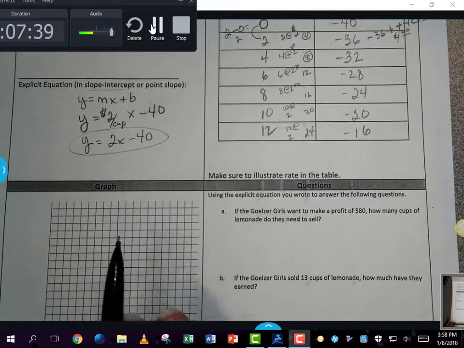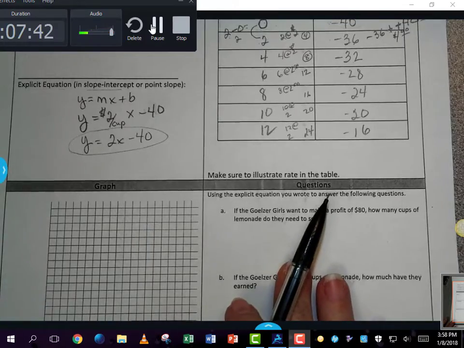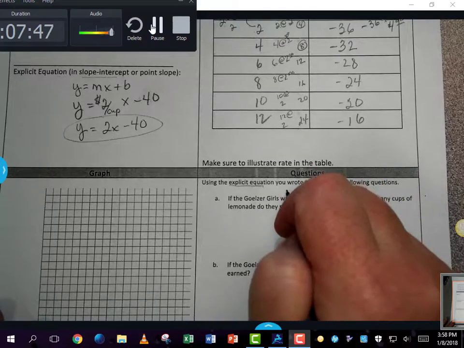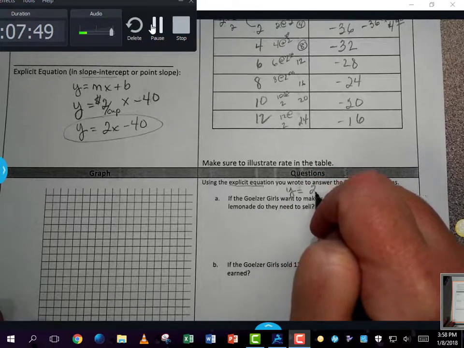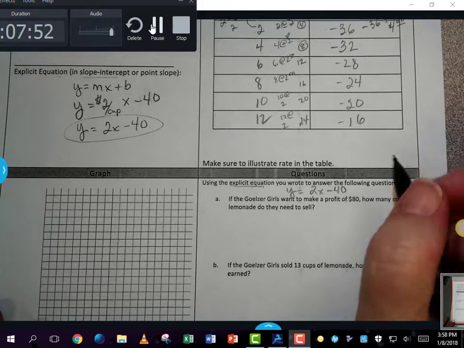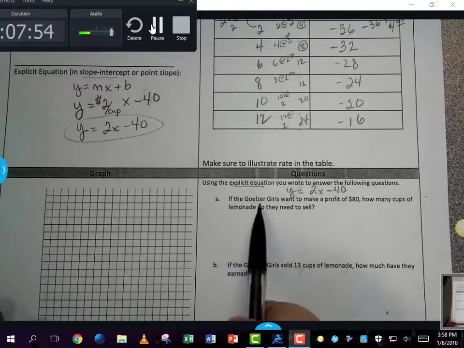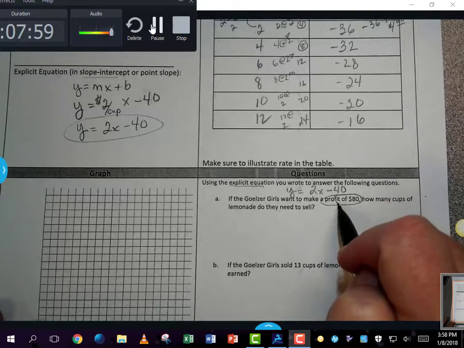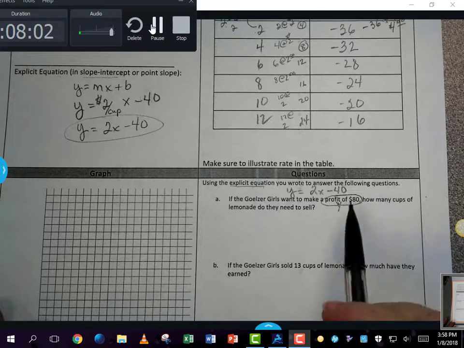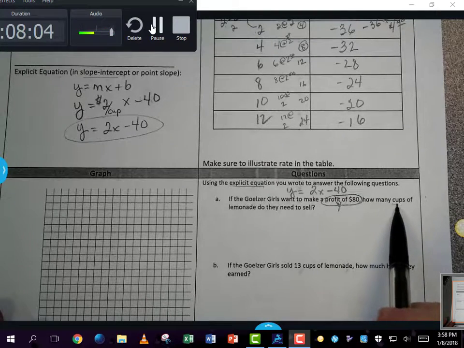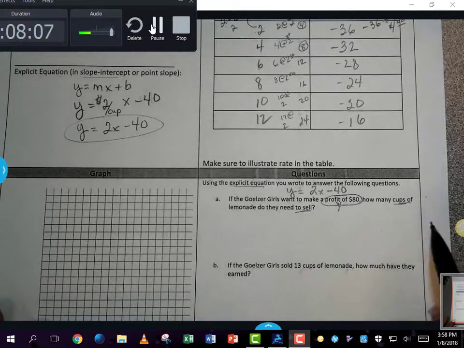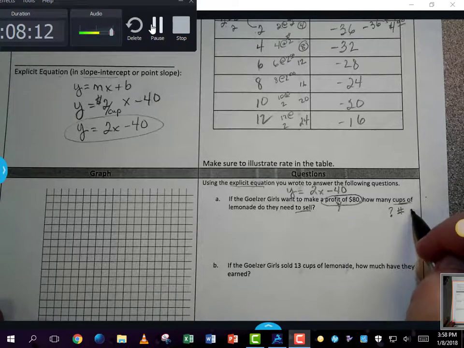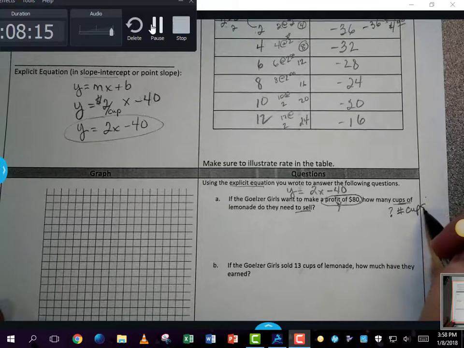I can go over and do the graph next, or I can go ahead and do the questions. I'll do the questions next. It says using the explicit equation, so I'm expecting to see the equation you wrote as your starting place. Y equals 2x minus 40. If the Gelzer girls want to make a profit of $80, profit is the y, the dependent variable. So they're giving us y. How many cups do they need to sell? So they are asking us the number of cups, right? So they're asking us to find x.